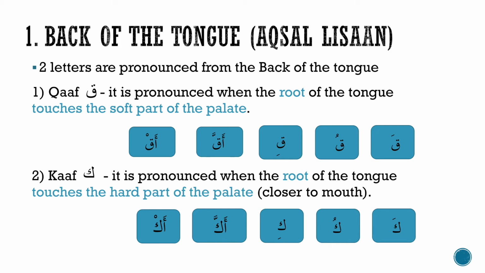The letter kaf is pronounced when the root of the tongue touches the hard part of the palate, closer to the mouth. Ka, ku, ki, akka, ak.